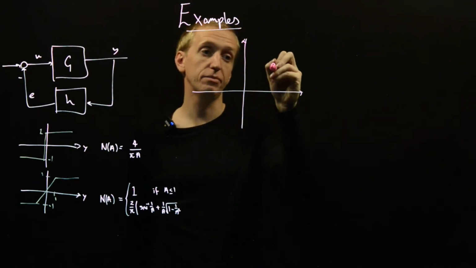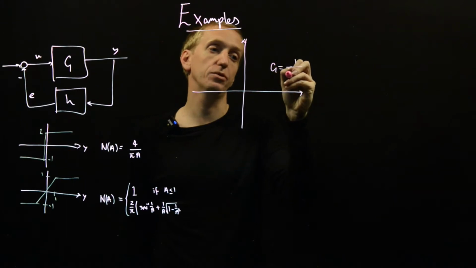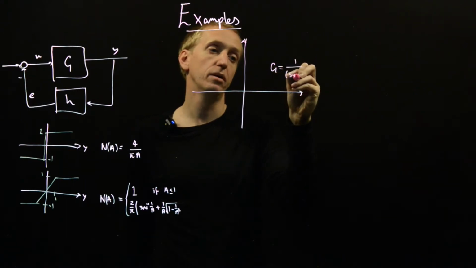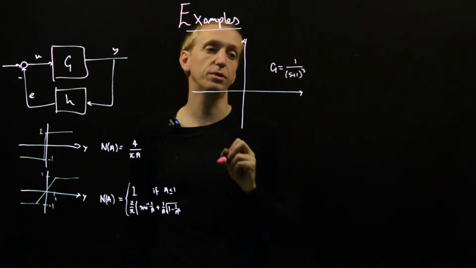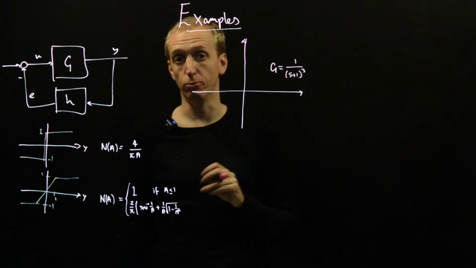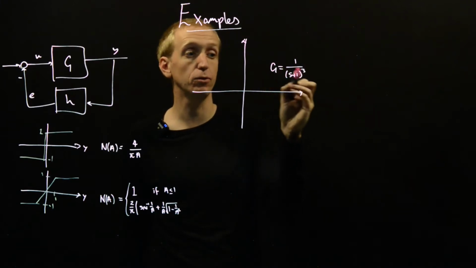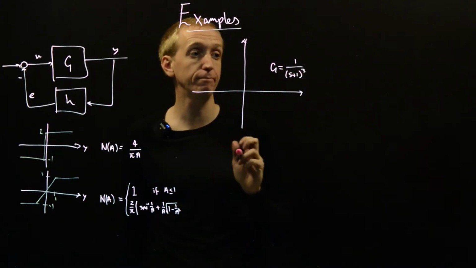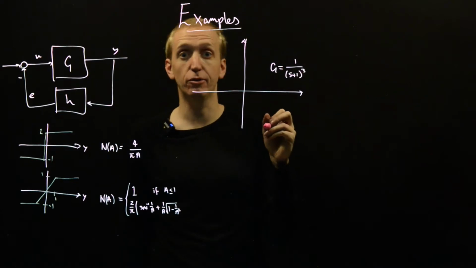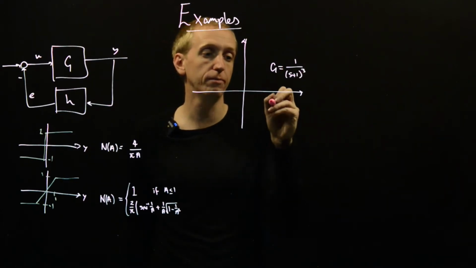before. So we're going to look at G equal to 1 over (s plus 1) cubed. And what can we say about this transfer function? Well, it's stable, first of all. It's got all of its poles in the left half plane. And how about its Nyquist diagram? That's what we need to draw.